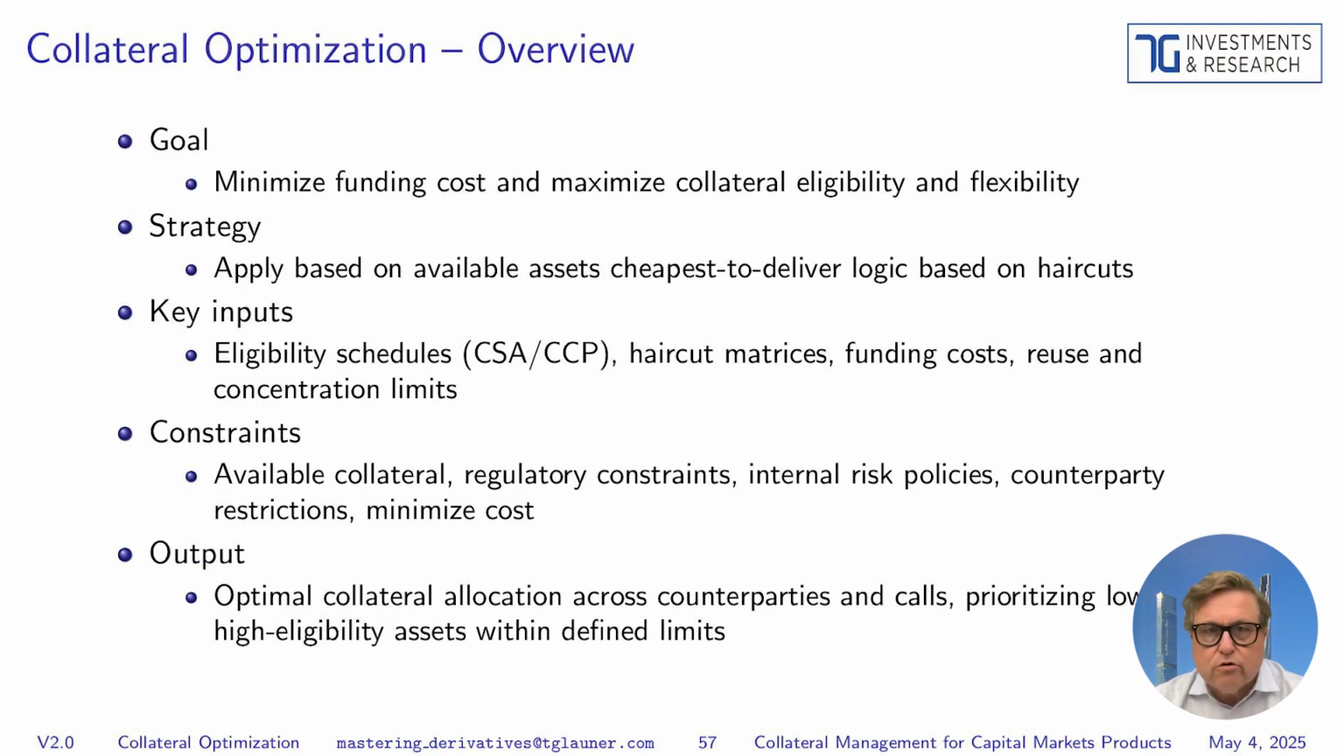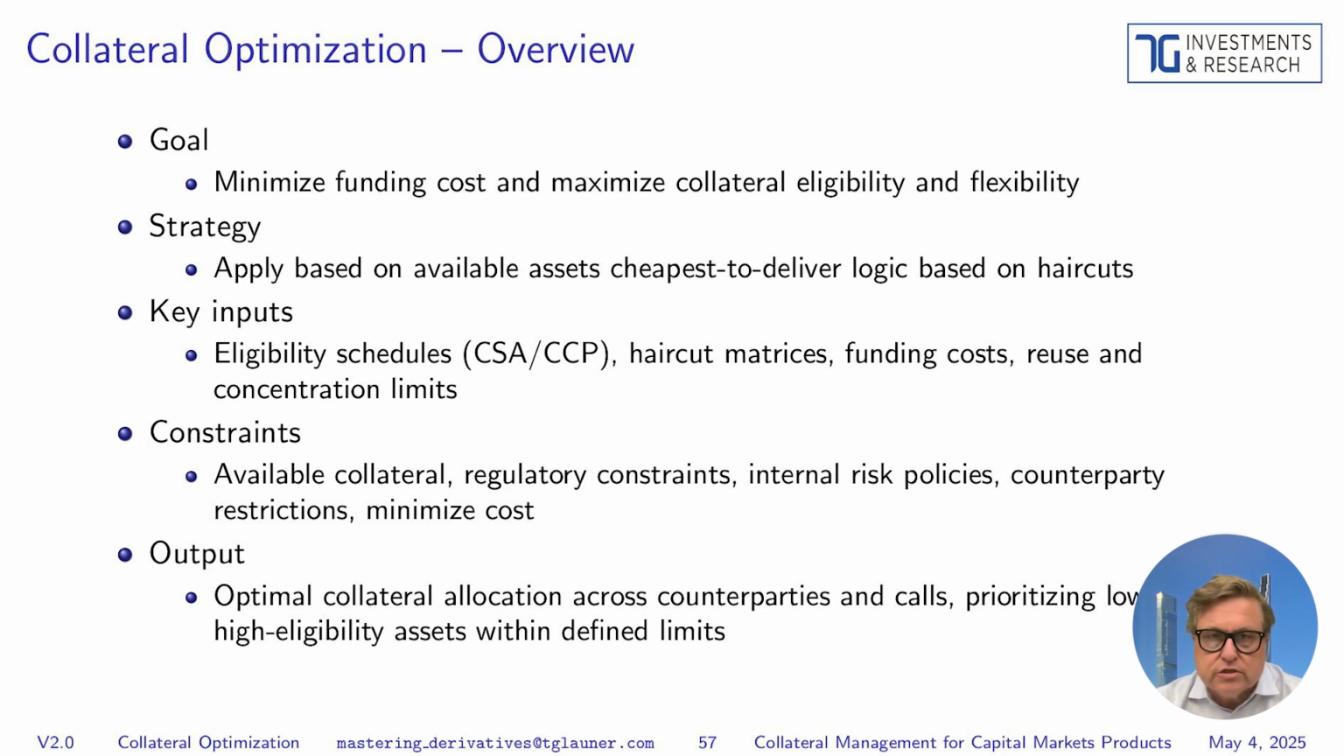The goal of collateral optimization is to minimize funding cost while maximizing collateral eligibility and operational flexibility. The core strategy is to apply cheapest to deliver logic, weighing haircuts and opportunity costs across available assets. Key inputs into the process include eligibility schedules from the CSAs or CPPs, haircut matrices, actual funding cost, and any reuse or concentration limits in place.